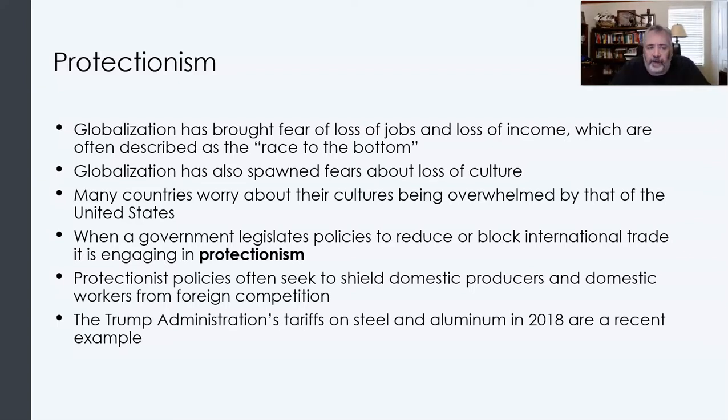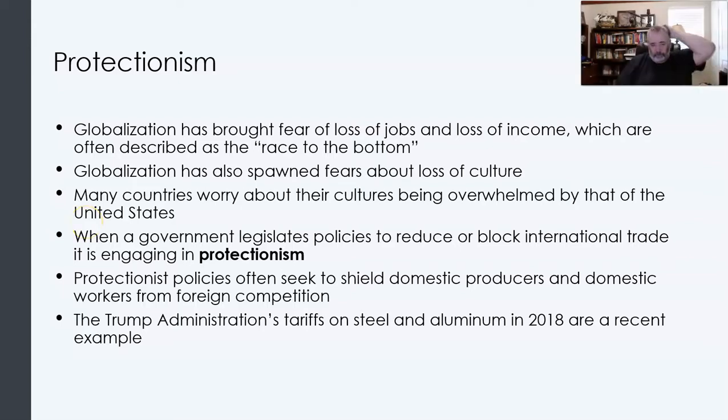Globalization has not brought fear of loss of jobs and loss of incomes. It's brought loss of jobs and loss of income. Right? That's not what's described as a race to the bottom. It's just not. That's silly. Loss of culture, okay. Many countries worry about their cultures being overwhelmed by that of the United States. That's what we call irony.